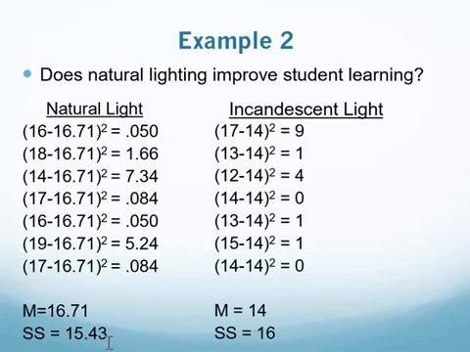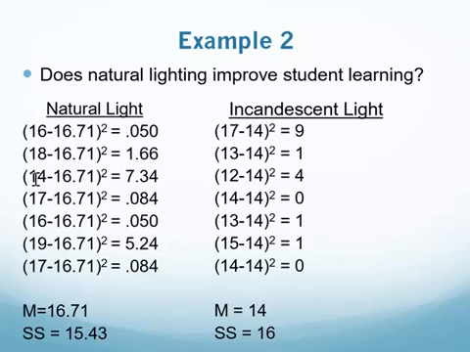But importantly, I need the sum of squares to do my T equation, right? So if you recall, the way we do this is you take the sample mean, subtract it from each individual score, square it, and then find that value. So 16, which was the first raw value for our natural light condition, minus the mean of the natural light condition, which is 16.71, squared, equals 0.050. If we keep doing that for the next score, 18 minus 16.71 squared equals 1.66.